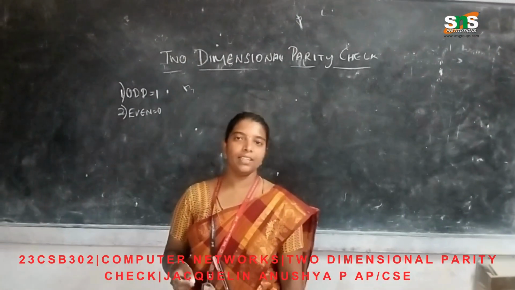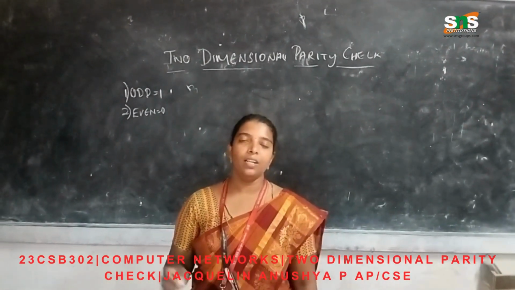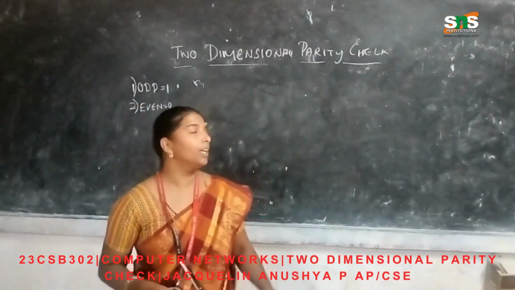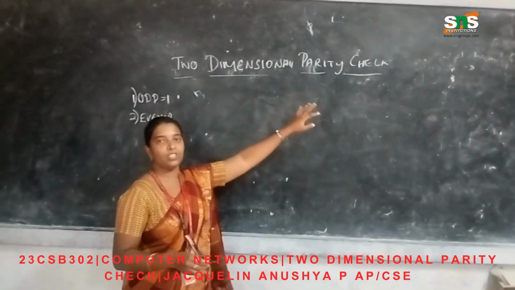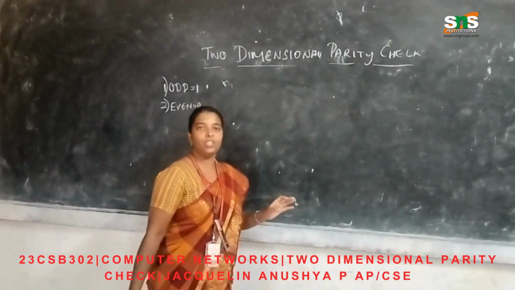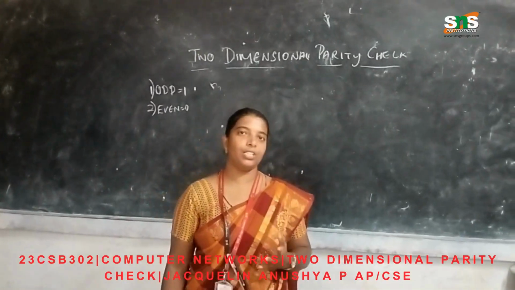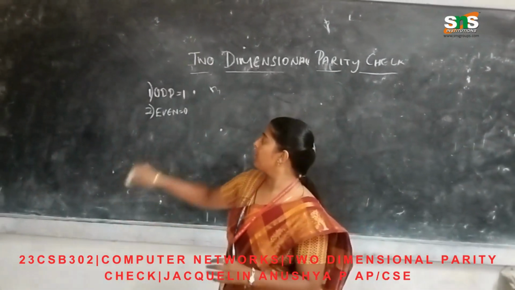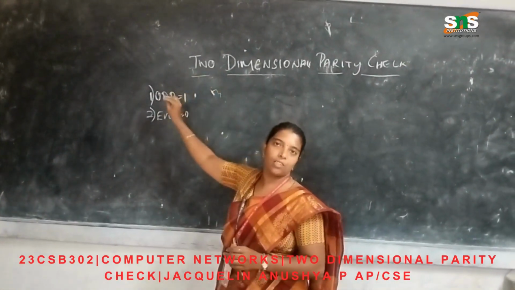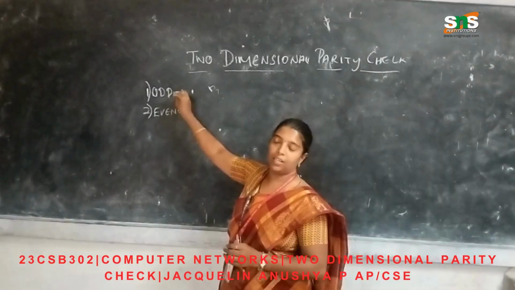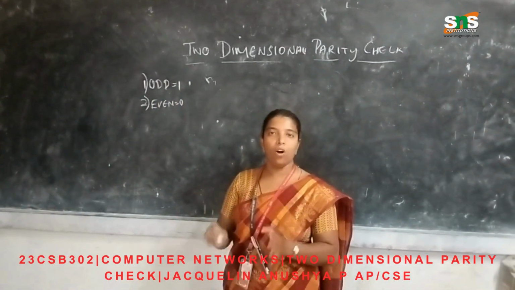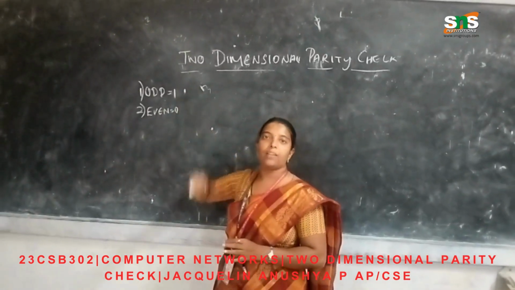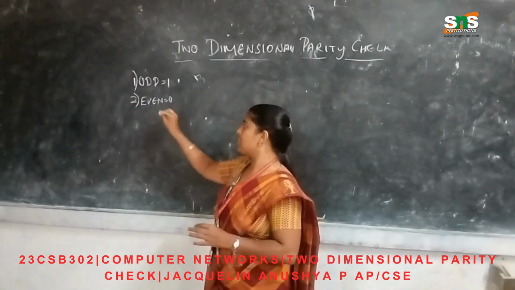Okay, as in the last class we saw the simple parity check. Now in today's class we will see about the two-dimensional parity check. In the two-dimensional parity check, as I told, the same conditions apply. When the number of ones is odd, you should give it as 1, and when the number of ones is even, you should give it as 0.